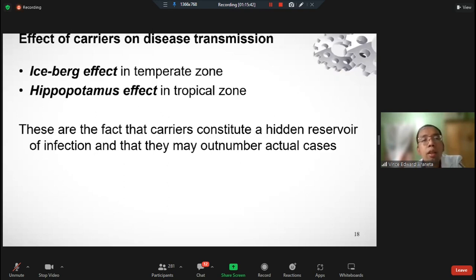The carriers, as you all know, don't have the signs and symptoms yet. Okay, so there's also that iceberg effect or theory, or hippopotamus effect. Iceberg effect, if you are in a temperate zone, they use that theory, or hippopotamus effect in the tropical zone. So these are the fact that carriers constitute a hidden reservoir of infection and that they may outnumber actual cases, and in some cases might cause an epidemic outbreak, and then an epidemic later on.